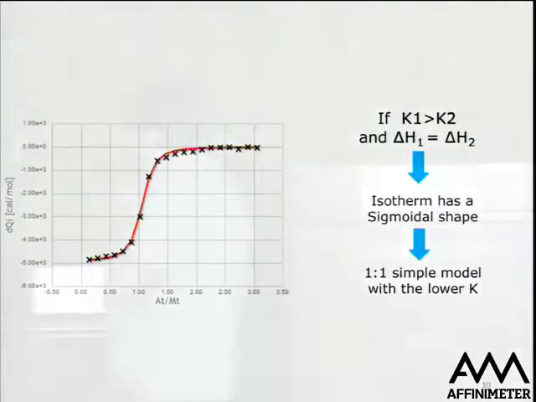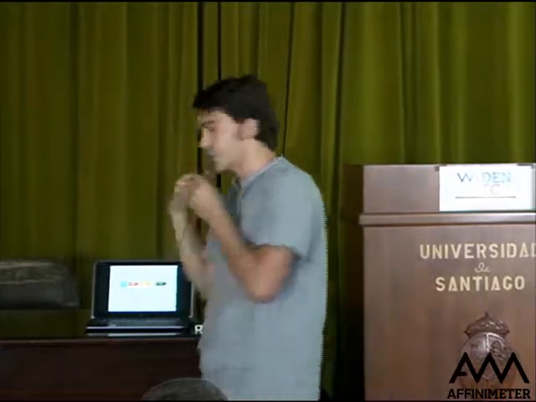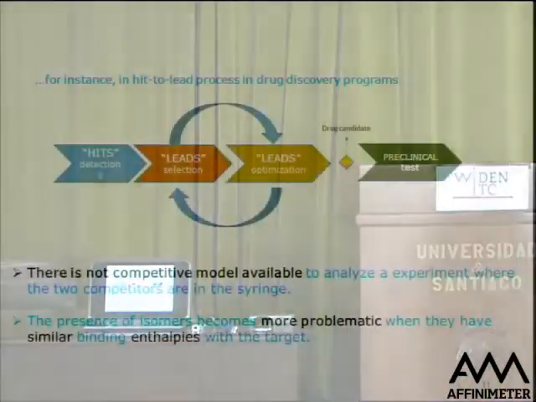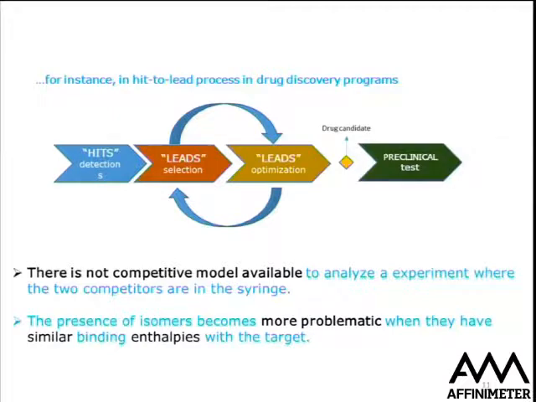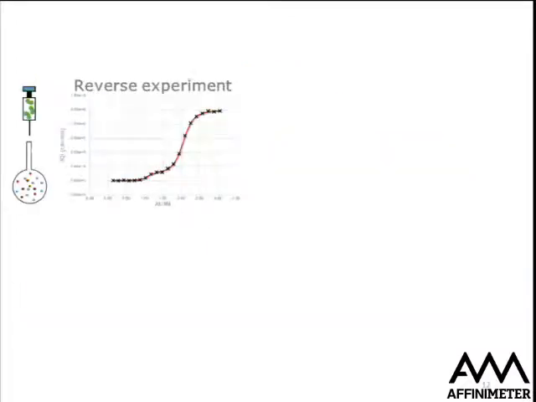So what we suggest to do is, well, I have to say this is a very common situation, that you have a mixture of isomers in your syringe in hit-to-lead processes, in drug discovery programs, right? And the problem is that in standard software there are no available models to analyze a competitive experiment when you have two different ligands in the syringe, right? So what we suggest is to perform a reverse experiment where you put the mixture of the isomers in the cell and the macromolecule in the syringe.